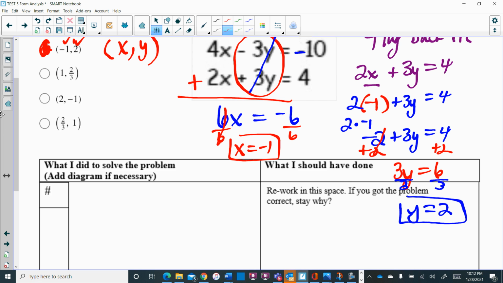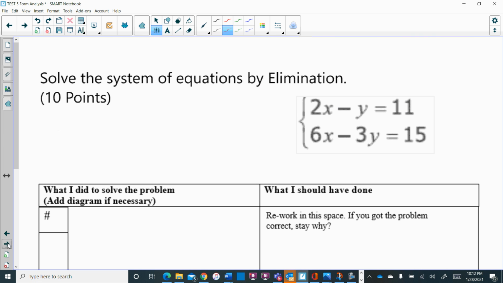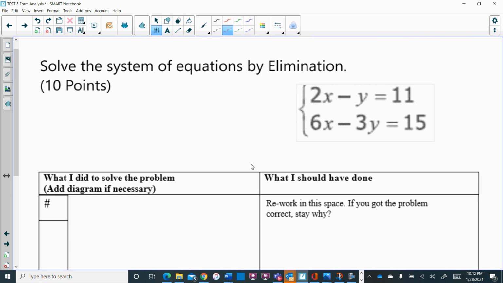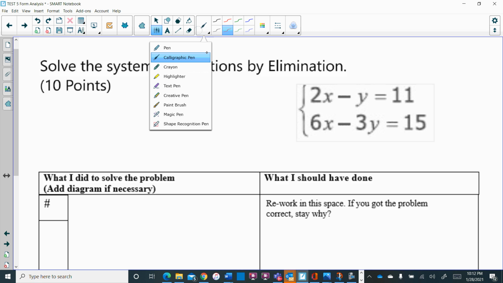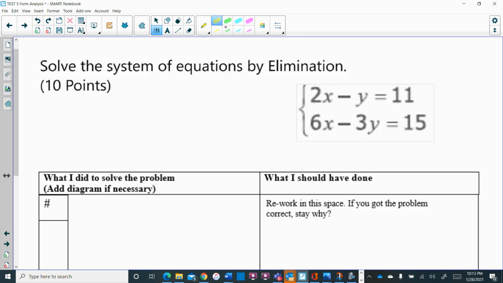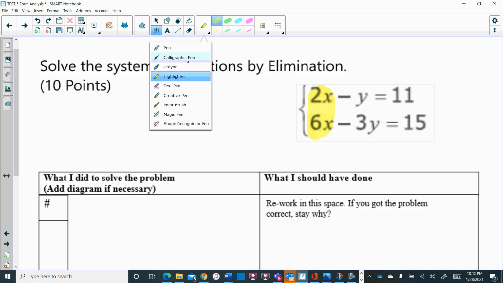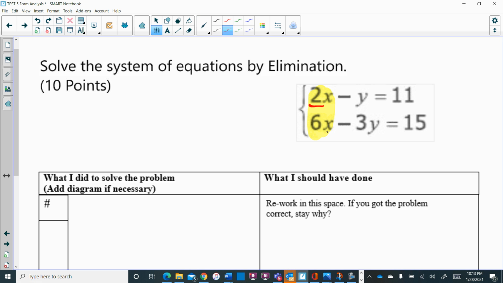So you had another elimination question here. Now the difference here, okay, we've got our x terms lined up, but they're not opposite. We have a positive 2 here, and a positive 6. They're not opposite. We need those numbers to be opposite. So here we have a negative y and a negative 3y. Again, not opposites. Okay, and then we have our constants.